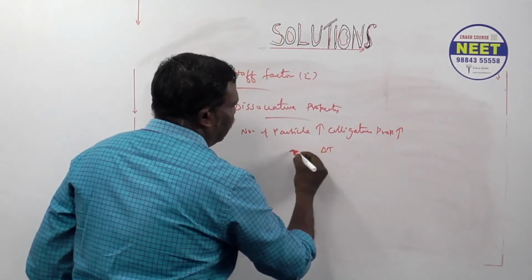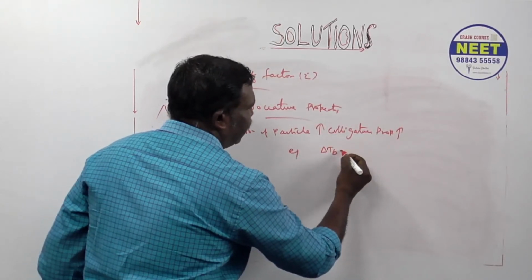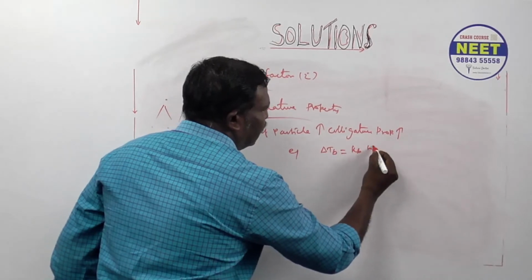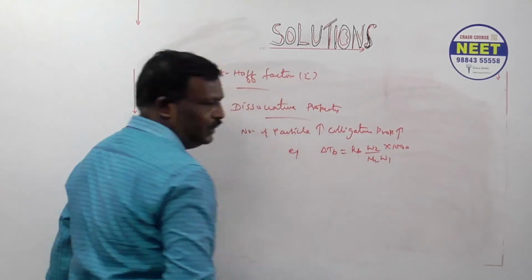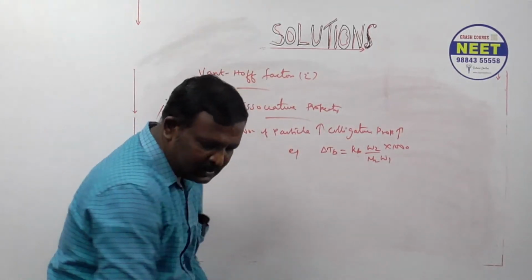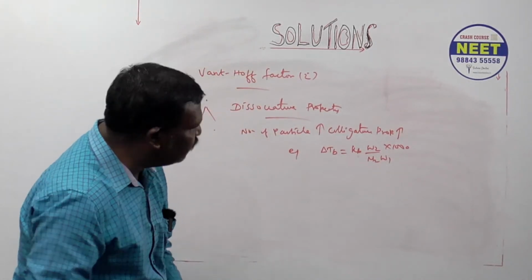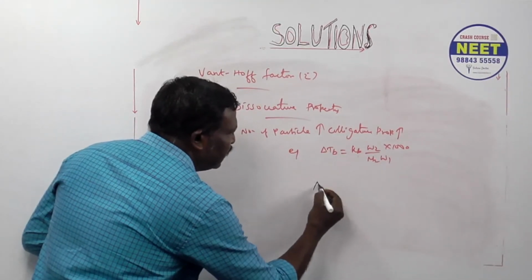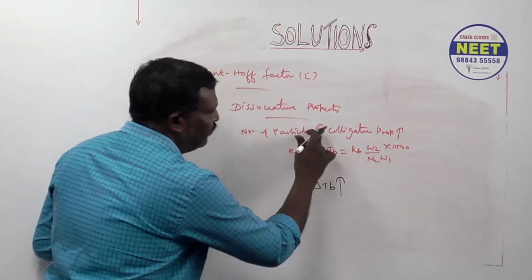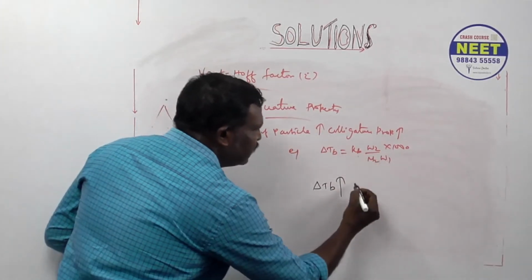Colligative properties increase in all cases. Suppose for example ΔTb. What's the formula? Kb W2 by M2, right or not? What are colligative properties? This ΔTb is called a colligative property. See, just compare this. ΔTb increases. Are you following? What is the molecular mass?